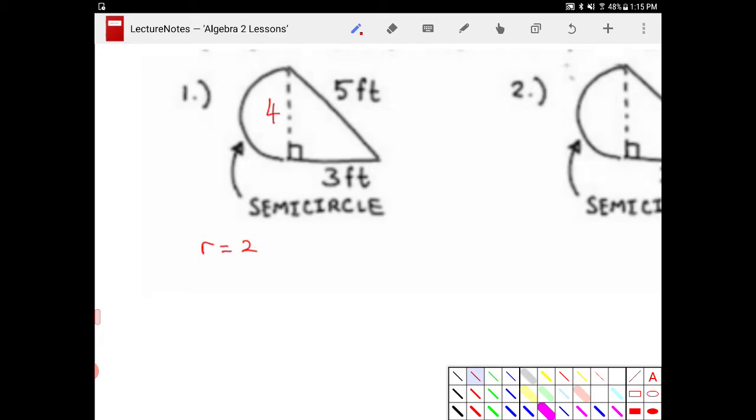If the radius is 2, then the area of the semicircle will be pi times 2 squared divided by 2. That's the area of the semicircle. The area of the triangle will be 1/2 base times height, which is 3 times 4. So if I put all this together, this is the area of this composite figure. This is equal to 2 pi plus 6.